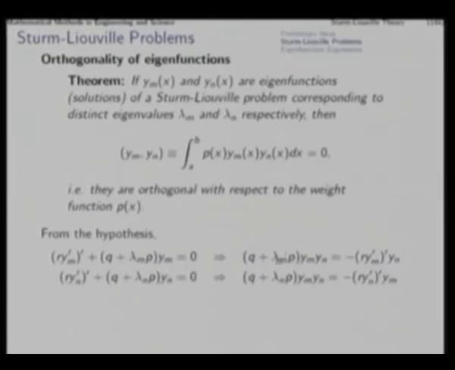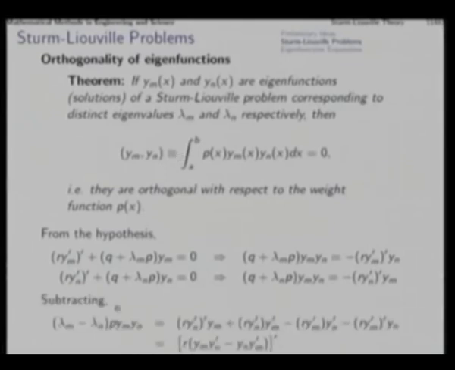Now simply we subtract these two. As we subtract these two equations, the q terms will cancel out and we will have lambda m minus lambda n times p ym yn, that is the integrand here. So we will get this, and on this side we will have this minus this. So this will be positive, which is here, and this will be negative, which is here, and in between these two terms are actually the same, we have added and subtracted.